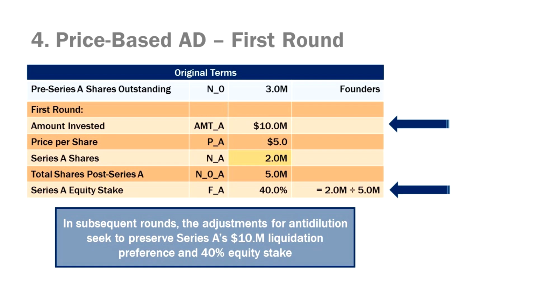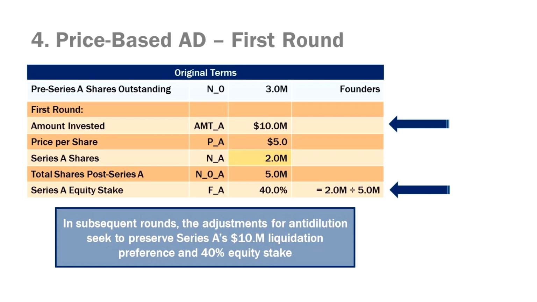Let's consider the effects of anti-dilution by way of an example. In order for anti-dilution to take effect, there must be another round of funding after the Series A round. Returning to our earlier example, we assume that the Series A investors or first-round investors provided $10 million in funding at $5 per share and received as a result of this the equivalent of 2 million shares.